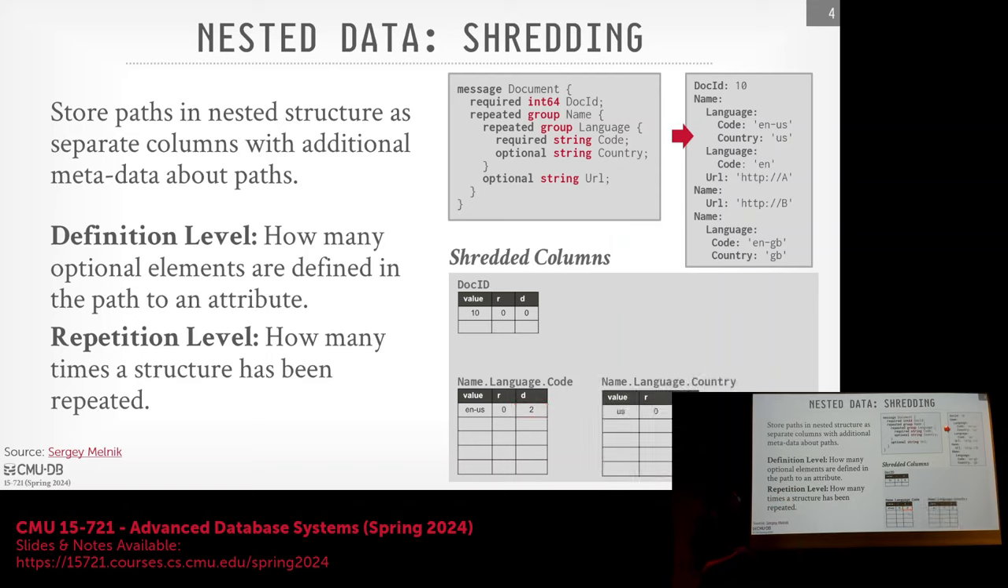Then we go down to the country, and now we can create a new column. The value is US, that's easy. Repetition is zero because there's nothing before us. And now we're three elements into our path.